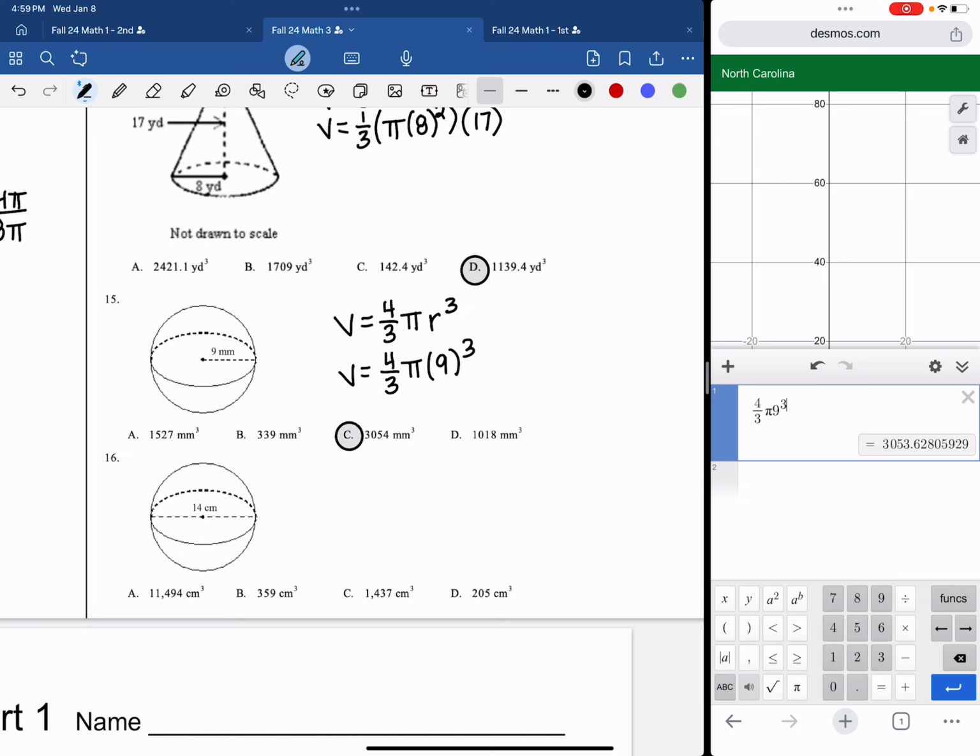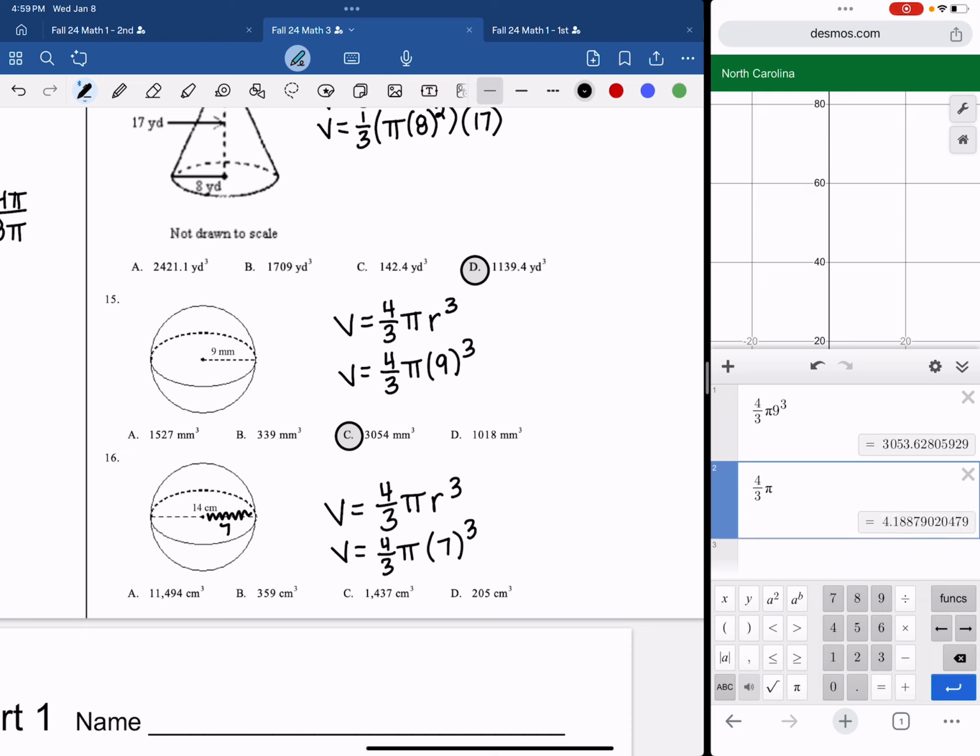So the diameter is 14. If we want to find the radius, my radius is 7. So my volume is 4/3 pi r cubed. So we're going to say 4/3 pi, radius is 7 cubed. All right, so 4/3 pi 7 cubed. All right, so giving our answer to be C.